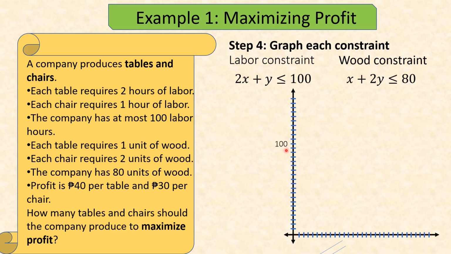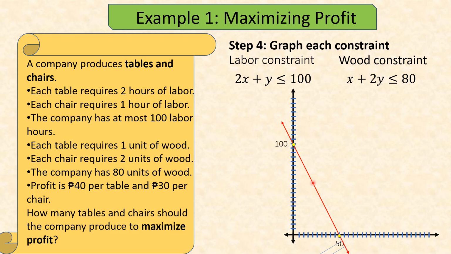The coordinate is 0 and 100. Then if we replace y by 0, we have 2x is equal to 100. So we divide both sides by 2, so we have x is equal to 50. So we will plot the points. We have 50 here. So if we're going to graph, it will look like this. Okay, so the graph passes through (0, 100) and (50, 0).